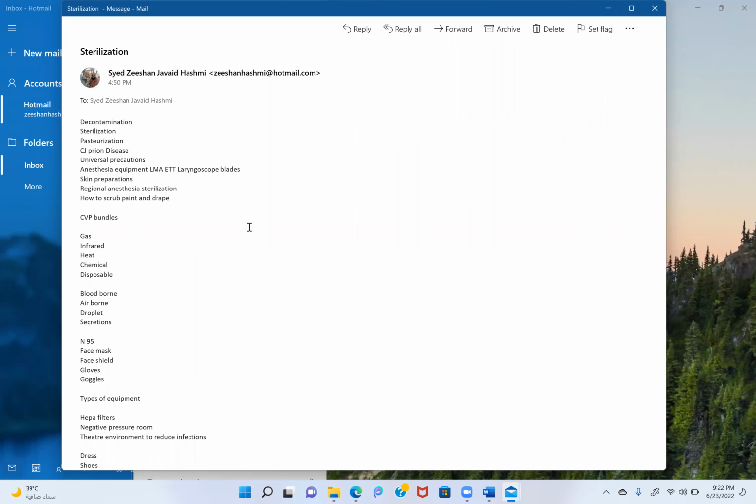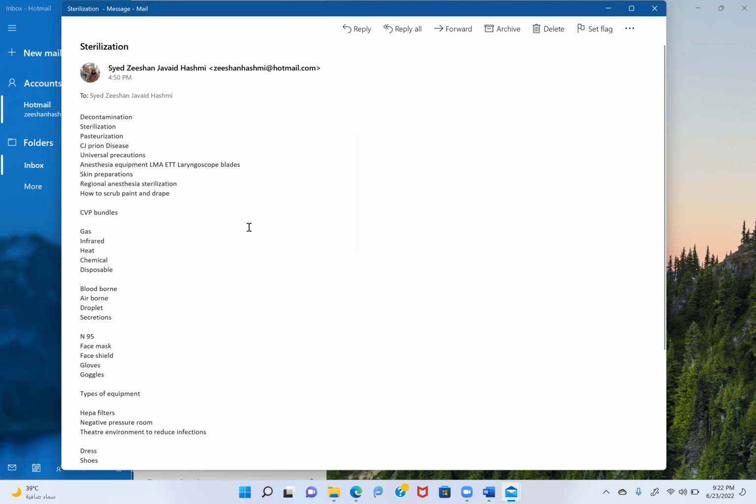Then face shield, goggles. I just made a list of the things which I wanted to discuss. What is pasteurization? It is disinfection with temperature. Actually, it is related to milk, right? It first started with milk at around 77 degrees Celsius for 15 minutes. Yes. Okay, so we just discussed blood-borne, airborne, droplet secretions.